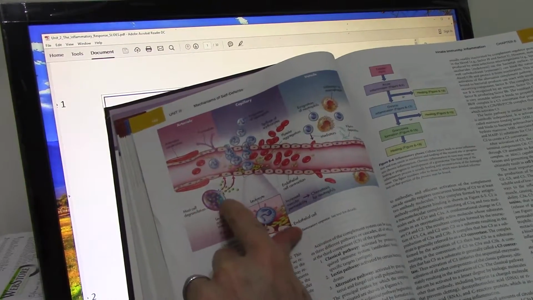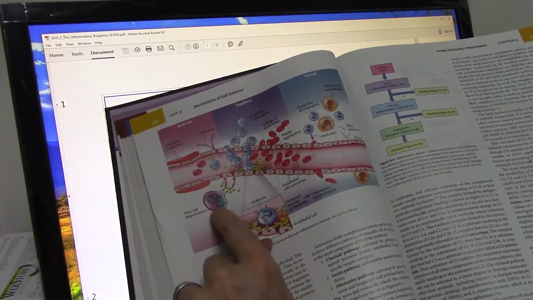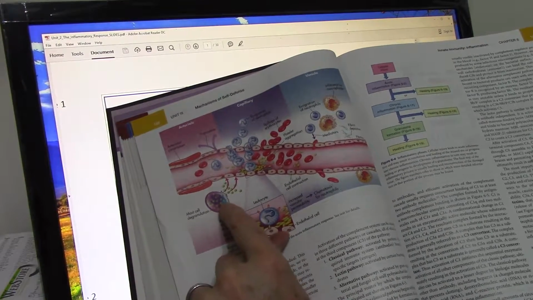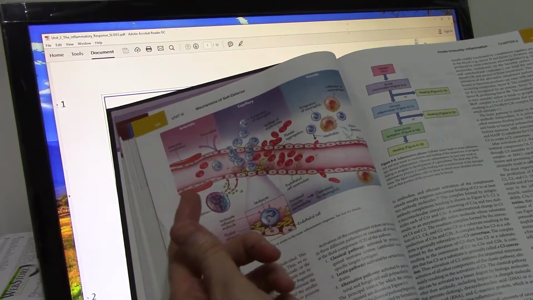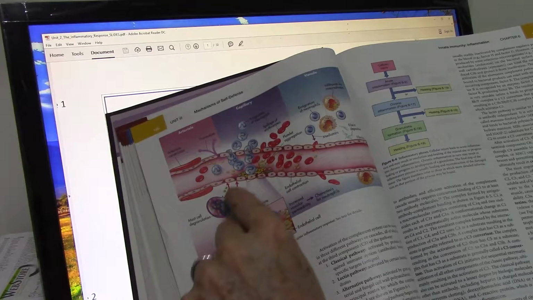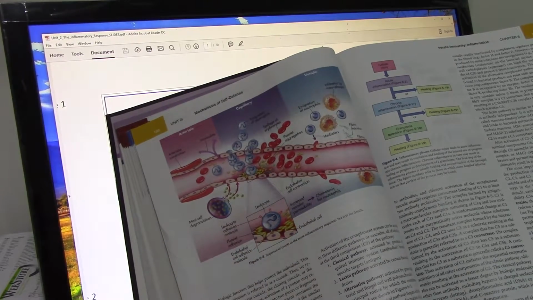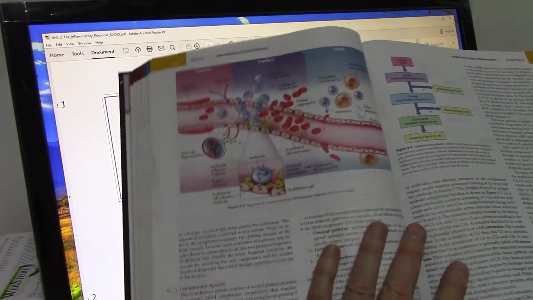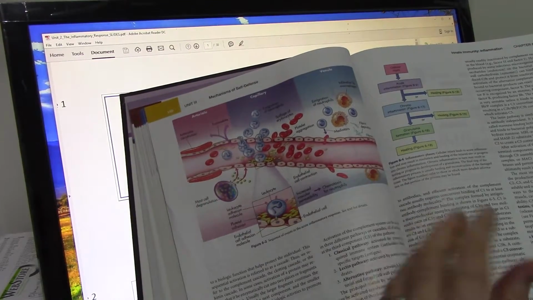And you'll see that in the mast cells, they have these little granules, and they contain things like histamine and chemotaxic factors and so forth. And if there is an injury to the body, these mast cells are going to release those granules. That's called degranulation. And that will in turn have various effects that we'll talk about.